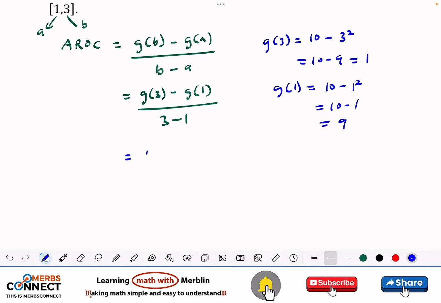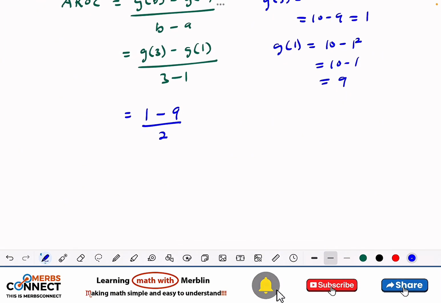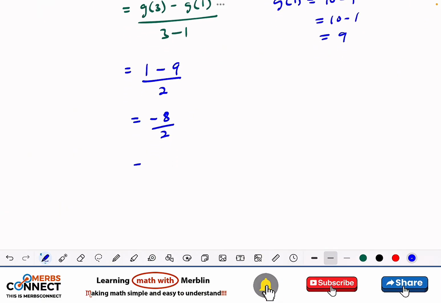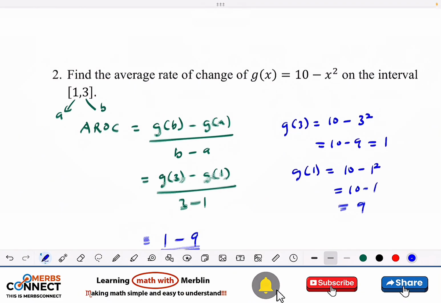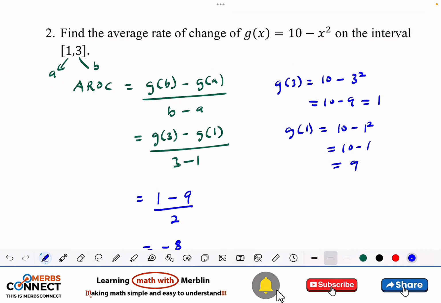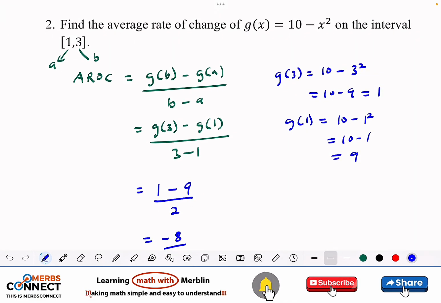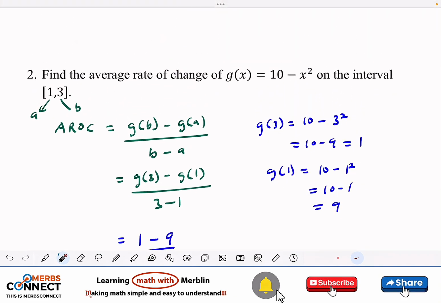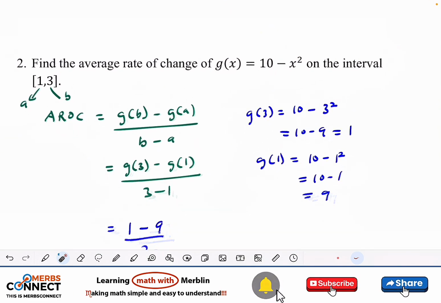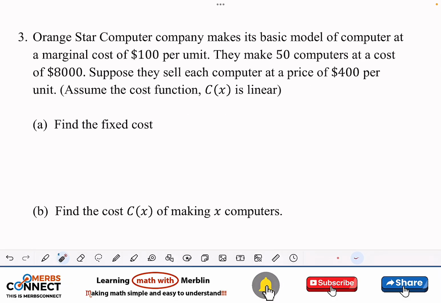Good. So now let's do the substitution. Gen of 3 is 1 minus gen of 1 is 9 divided by 3 minus 1 is 2. So this is going to give us minus 8 divided by 2, and we are going to have a big minus 4. Good. So this is question 2, finding the average rate of change. Very simple, right? So all we just need to know is remember the formula and then just do direct substitution, and then you are there. Let's look at question 3.